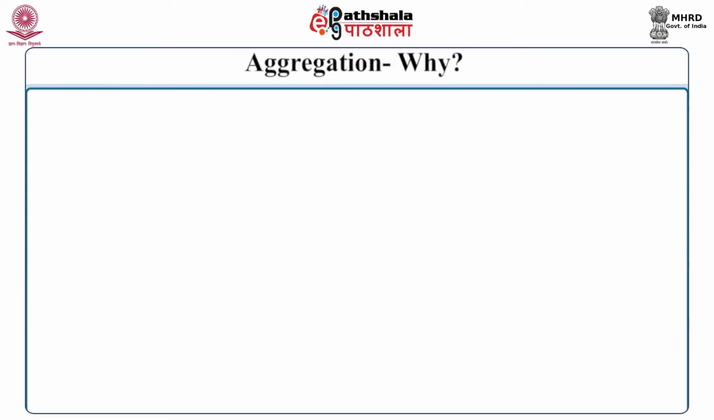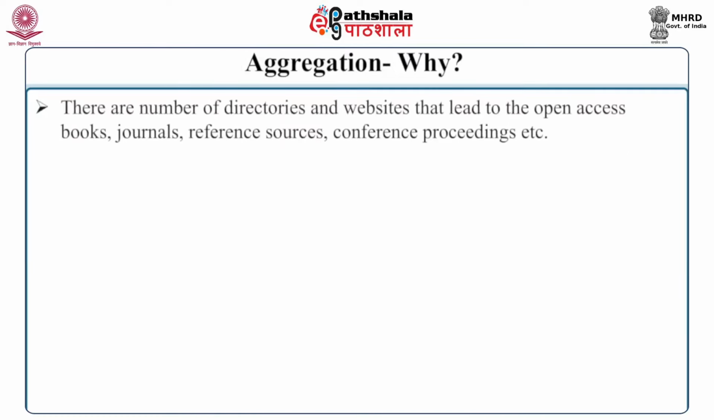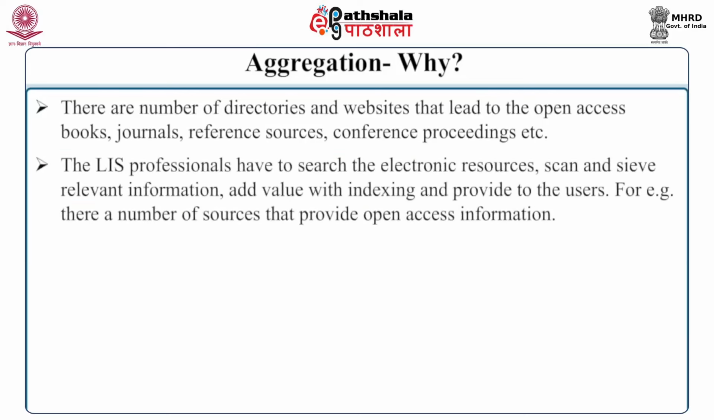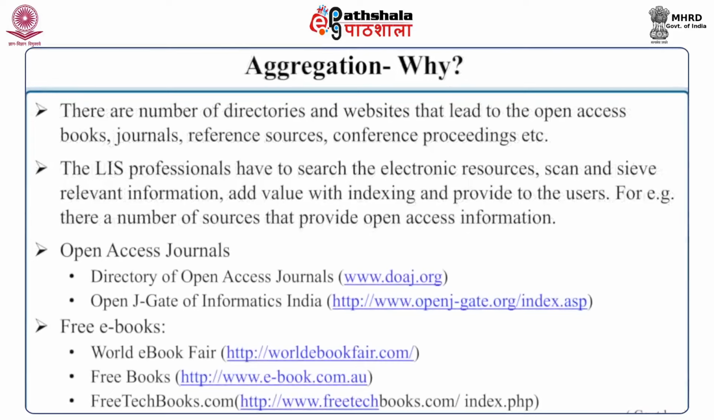Why do we have to go for aggregation? There are a number of directories and websites that lead to open access books, journals, reference sources, conference proceedings, etc. The LIS professionals have to search the electronic resources, scan and sieve relevant information, add value with indexing, and provide it to the users. For example, there are a number of sources that provide open access information. Open access journals like DOAJ, OpenJGate of Informatics India. Free ebooks: there are plenty of free ebook sites like World Ebook Fair, Free Books, freetechbooks.com, ebook for free. So many sites are there.